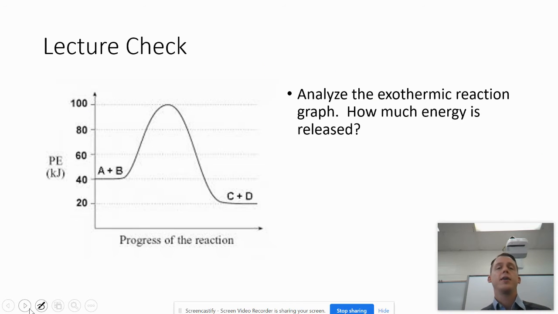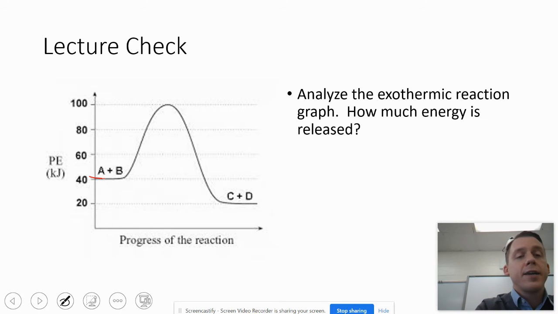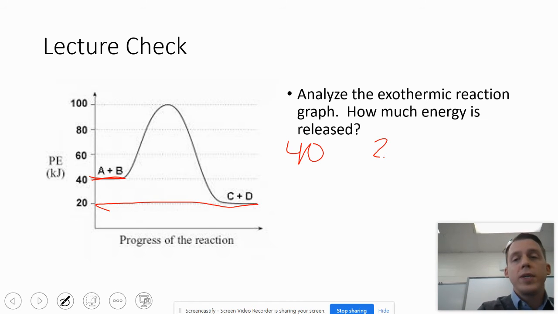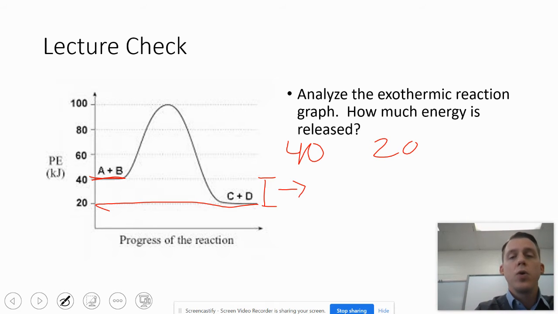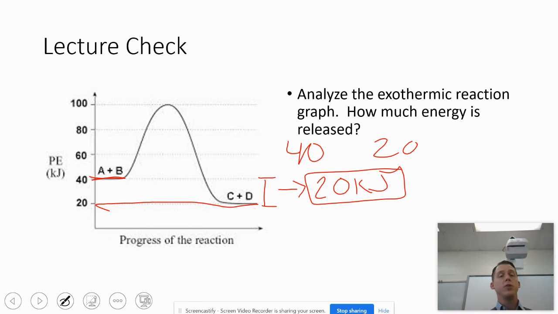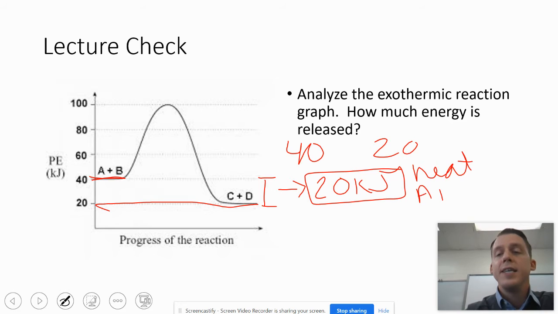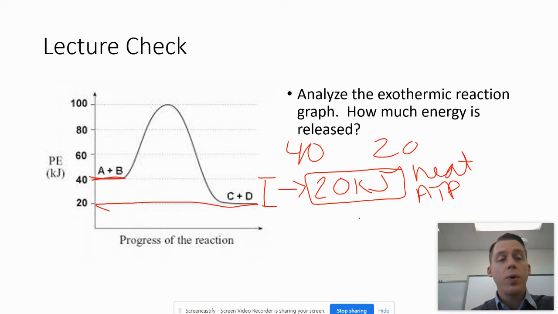All right, so lecture check. Analyze the exothermic reaction graph. How much energy is released? Put your answer on the right. Well, if we look at our reactants are at 40, and we look at our products are at 20. So we lost from 40 to 20, we lost 20 kilojoules of energy. So 20 kilojoules of energy was released from this reaction. And again, that could be lost as heat, it could be lost as ATP, or it could be lost in some other way.